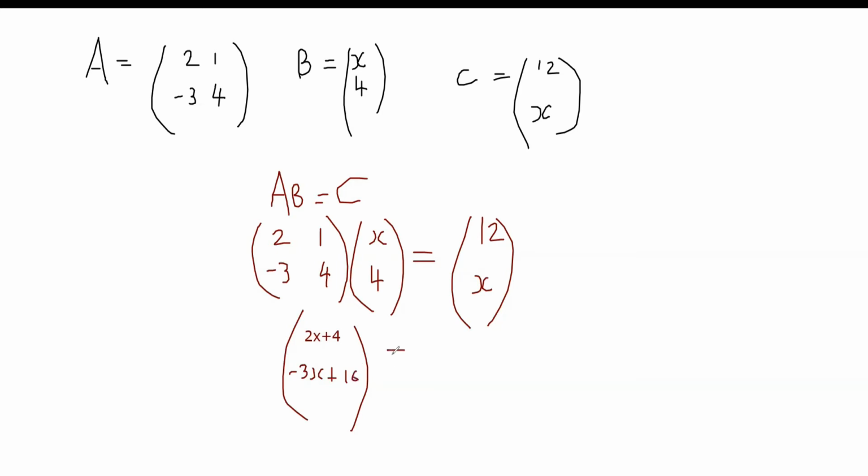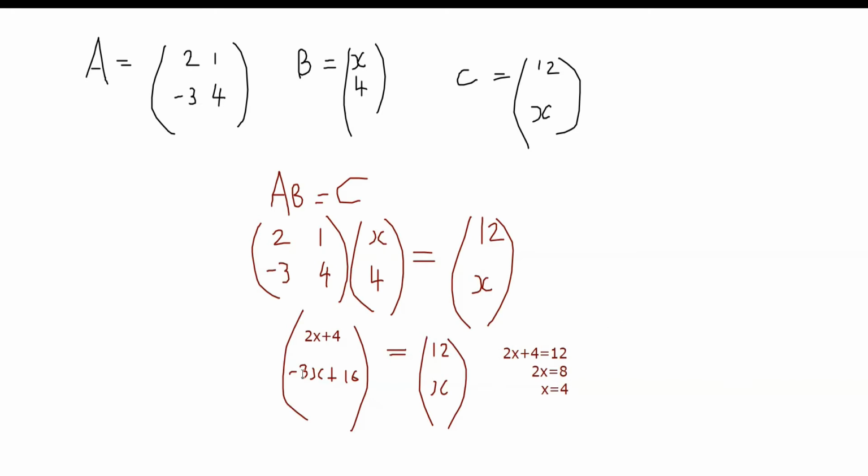And remember, this matrix here is equal to 12x. So you can use any one of these now to solve for x. If you wanted to equate the elements in the first row, first column, then you'd have 2x plus 4 is equal to 12. And so you'd end up having 2x is equal to 8. And so you'd have x equal 4.